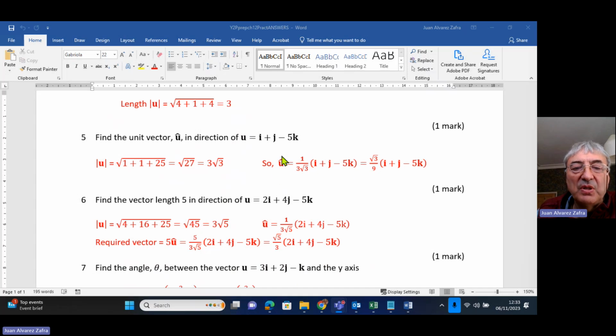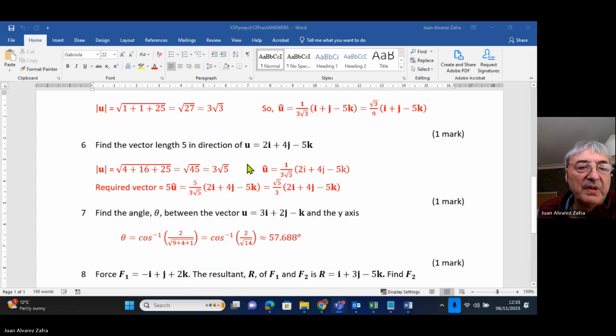So in general, you can get the unit vector in any direction by taking a vector in that direction and dividing it by its own length.